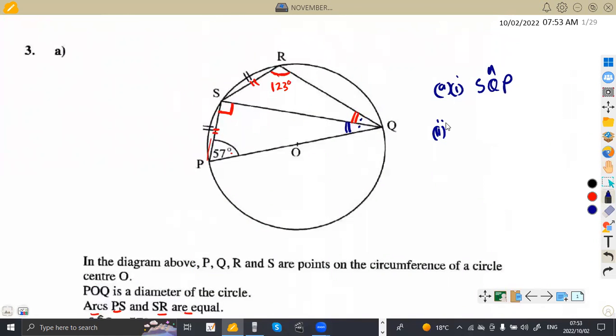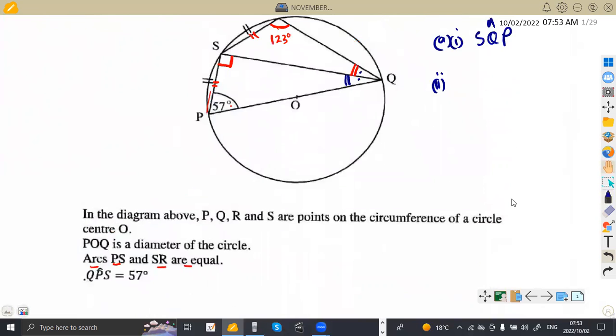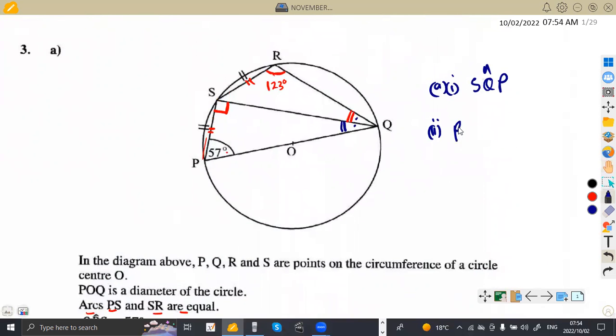Where are we going to have this angle PQS? P to Q to S. As you can see, it's just the angle that you're talking about. Remember we said this is 90 degrees. So from the 90 degrees that we have, this is 57. These two angles definitely should give us 90 degrees. So it's just going to be 90 degrees minus 57, and this is going to give us something like 33 degrees.